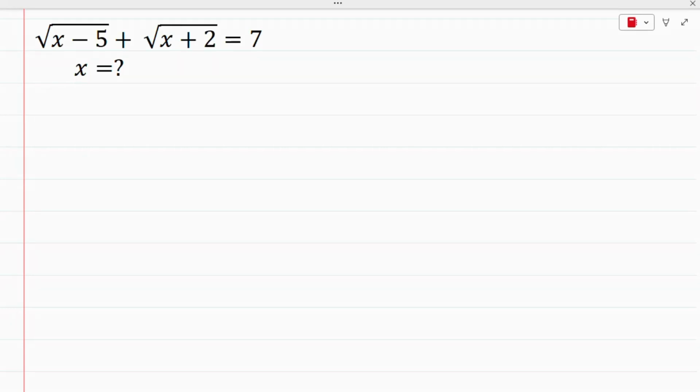So right here guys, we have this nice square root algebra problem and we are to find the value of x. I'm going to share with you two methods that you can use to solve this. So guys, let's dive into method 1.